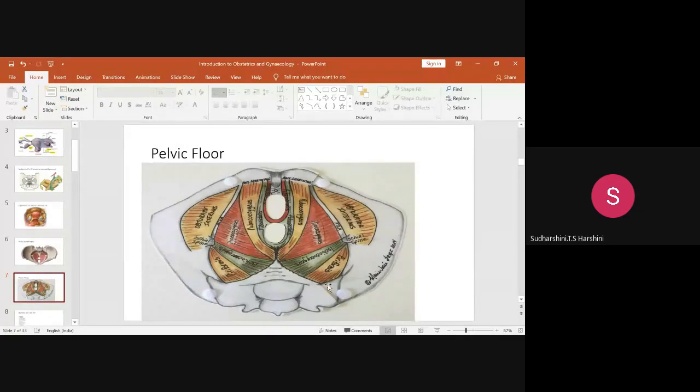So postnatally, you've heard about pelvic floor exercises and all, Kegel's exercise. Those exercises are done only to strengthen the pelvic floor, which is comprised of the levator ani muscles. And when the pelvic floor gets weakened, any idea? Pelvic floor weakness is one of the causes for uterovaginal prolapse.